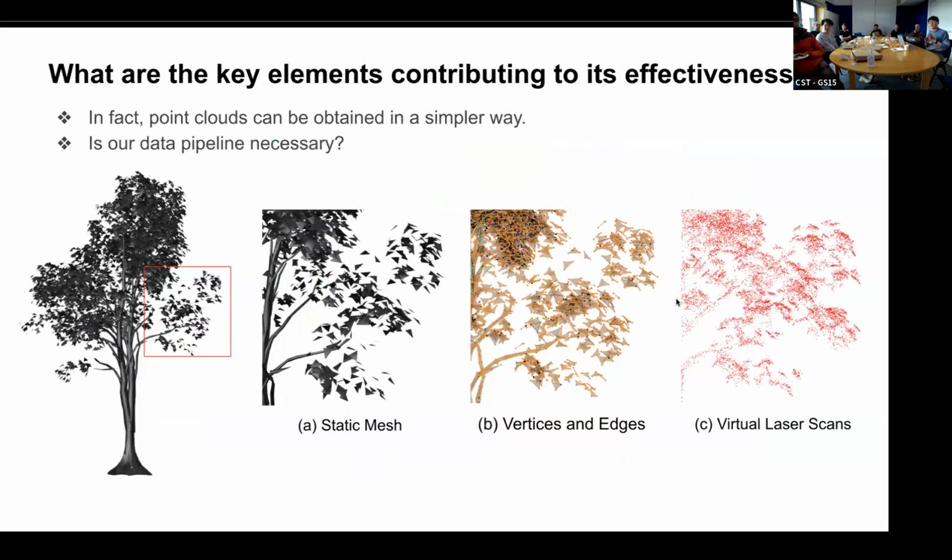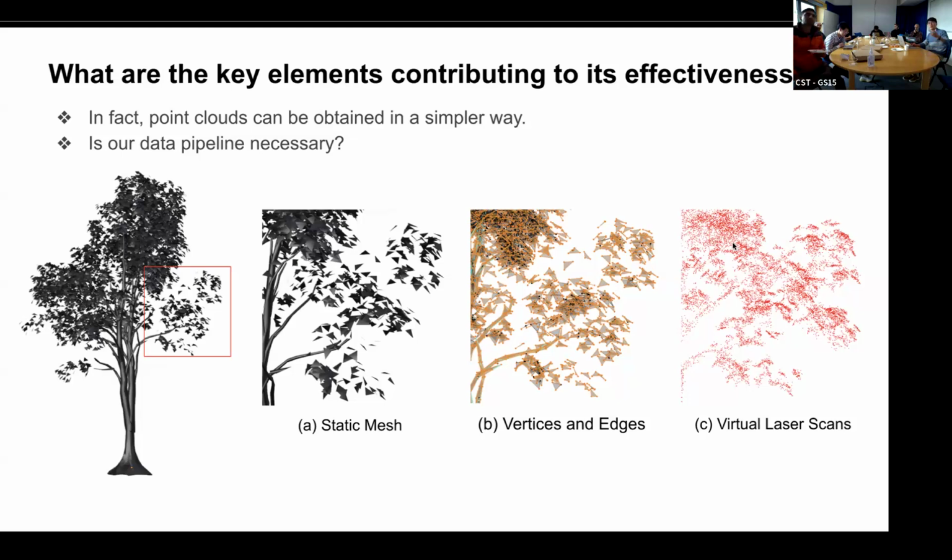But what are the keys contributing to its effectiveness, right? Why can the synthetic data work? Here's a quite interesting question. In fact, let's consider how we can get the point clouds. The point clouds can actually be obtained in a simpler way, right? I mentioned that we use the tree assets from the game engine. So every tree model consists of textures and a static mesh. And a static mesh consists of vertices and edges, right? And by taking these nodal points from this static mesh, you can already get point clouds, right?